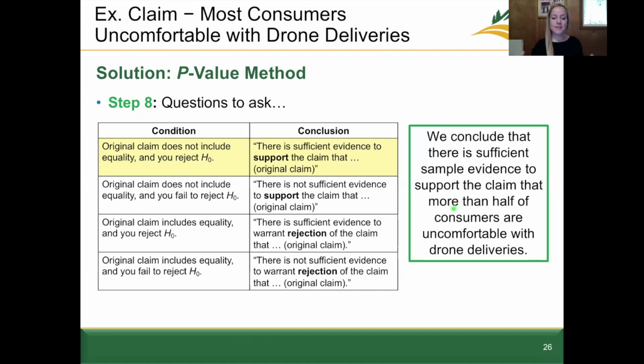Okay, so in this first part of 8.2, we went through the p-value method for testing a claim about a population proportion. In the next part of 8.2, we're going to go through the critical value method. With that, I will see you shortly for 8.2 part 2.